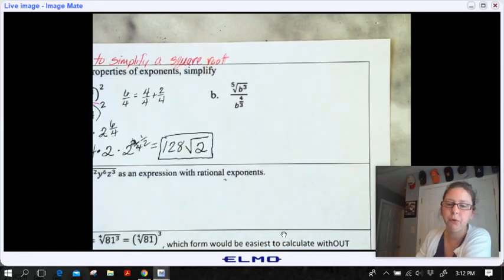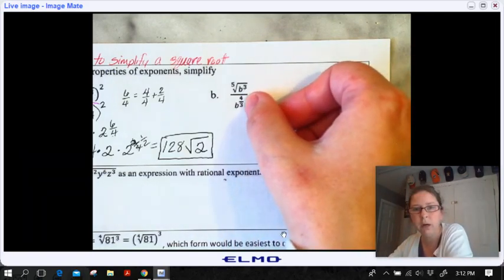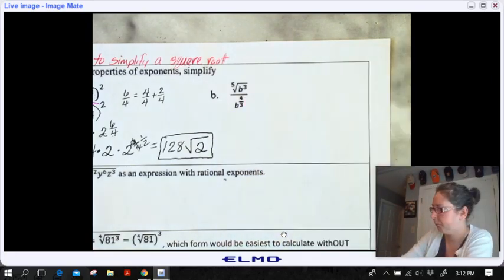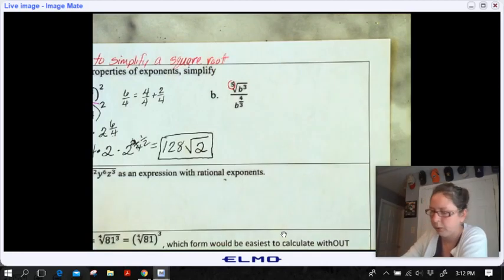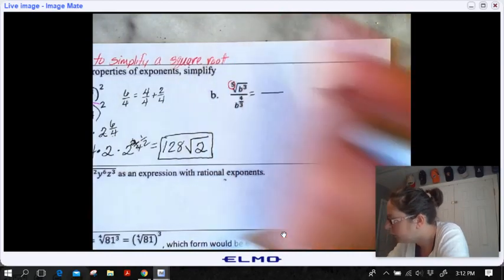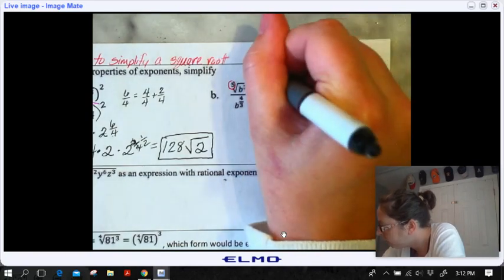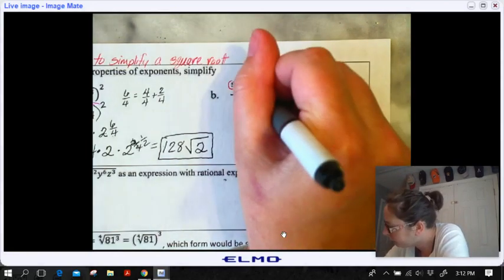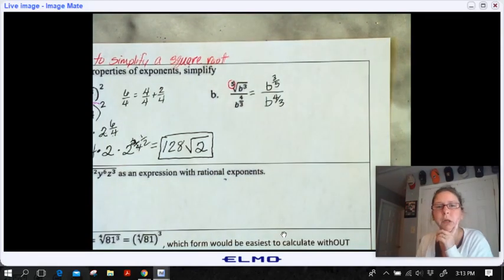So here's what I'm going to do. Because this is a rational number, it's an exponent, I need to make this be an exponent, okay? So my root is going to become the bottom. The root is going to become the bottom of the fraction. So b to the 3/5. And then I have b to the 4/3.